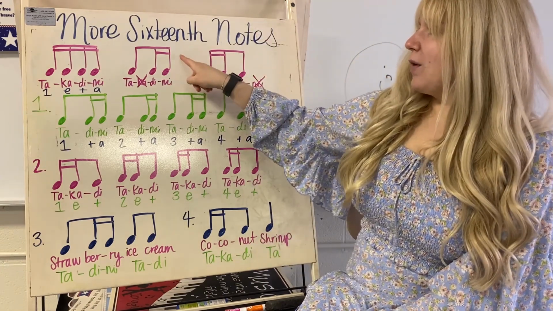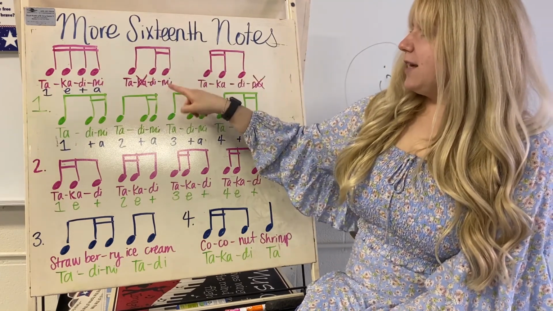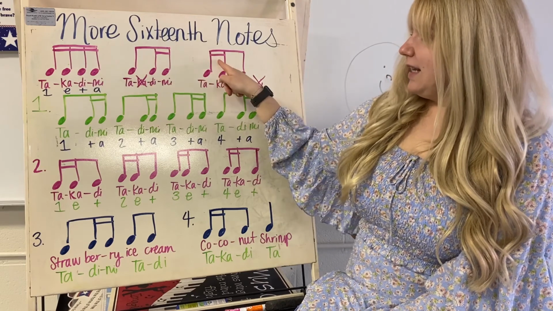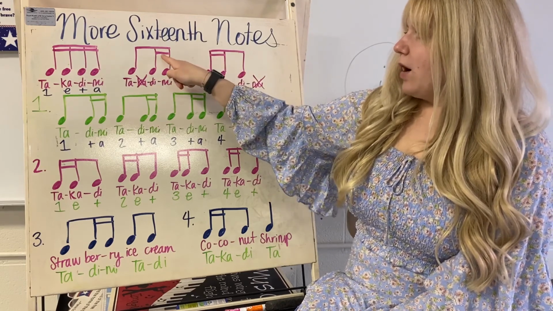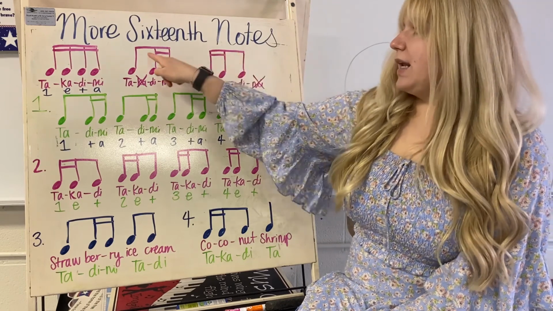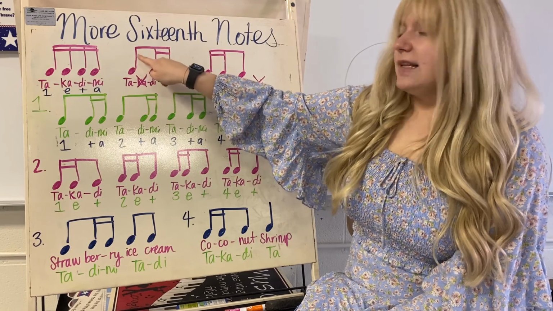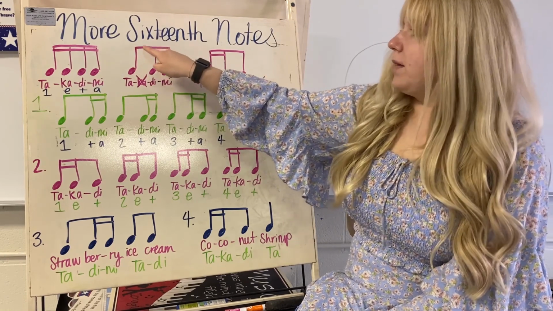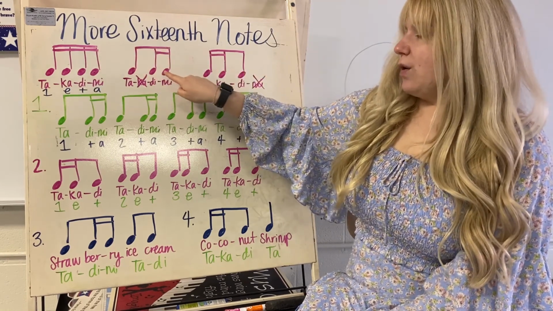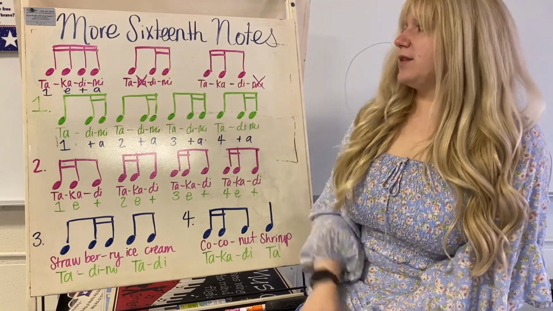So now we are going to look at this note here and this note here. If you see, it kind of looks like 16th notes, but there's only a bar or a beam going through half of it. This is open here. So what this tells us is that this note right here is an 8th note because it just has that one beam. But these two notes here are 16th notes because they have those two beams.